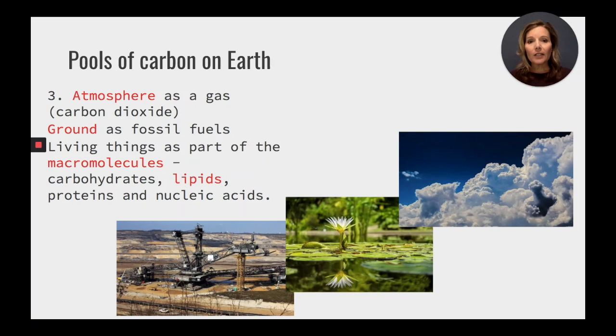Following along on your student handout, we're now on number 3. The atmosphere is a place where we have carbon stored as a gas, carbon dioxide. The ground is a place where we have carbon stored in fossil fuels. And remember that living things are also a place where we store carbon in the form of macromolecules. If you think back to your earlier modules in biology, you learned about the 4 macromolecules: carbohydrates, lipids, proteins, and nucleic acids. So those are all places where carbon is stored on a basic level.